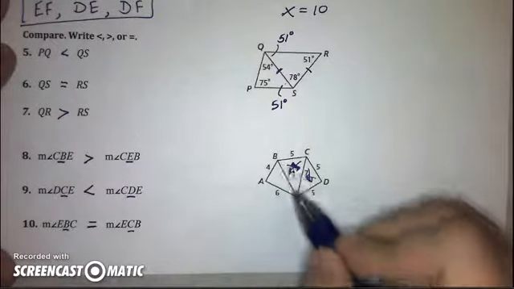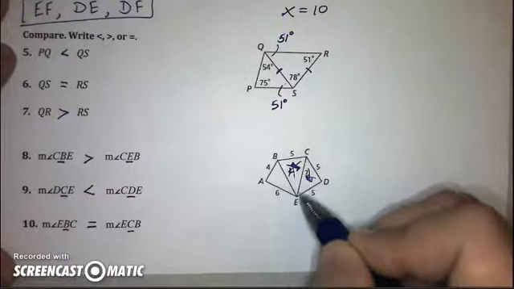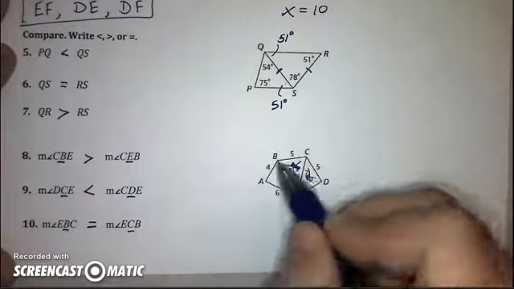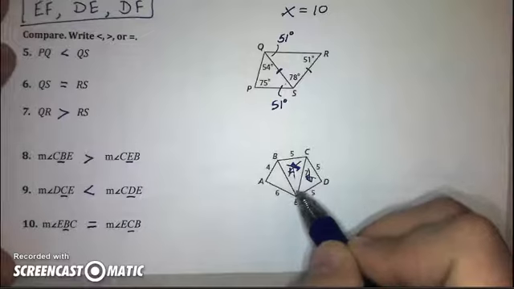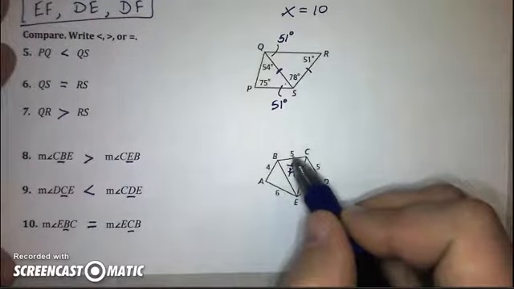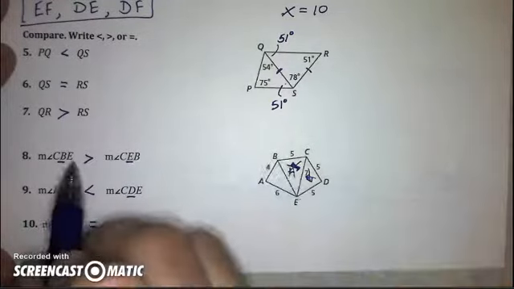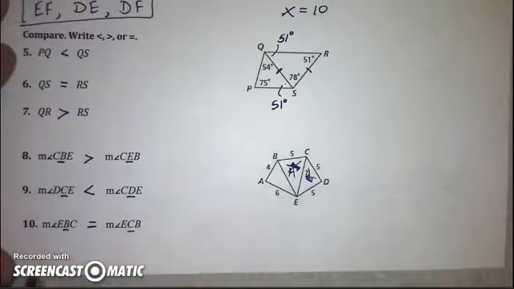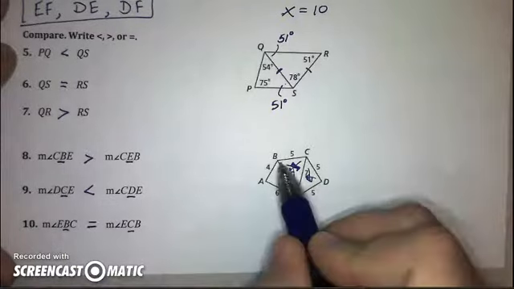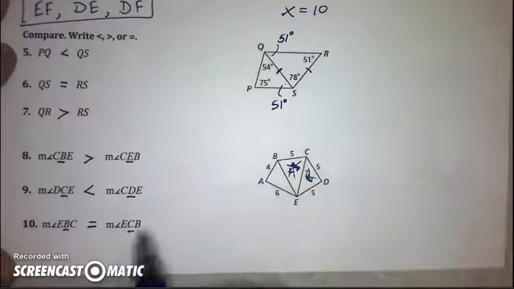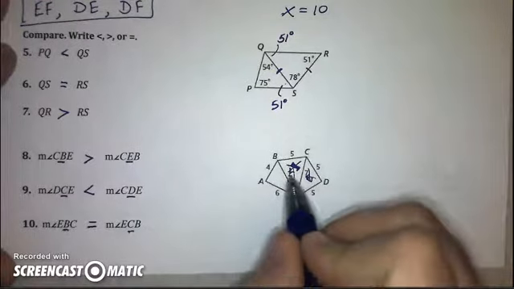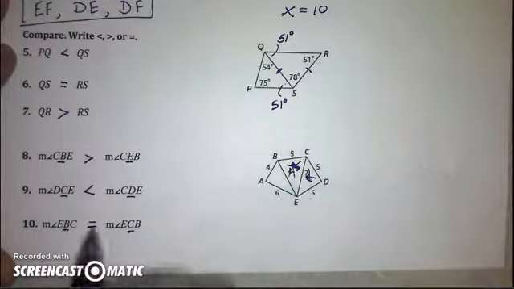Okay, CBE, this angle, is across from a leg measuring 7, and CEB is the vertex angle of the isosceles triangle, so that one's smaller because it's across from a side measuring 5. So CB is greater than CEB. And looking at this triangle, DCE is less than CDE. And then on number 10, angles B and C here are actually equal to each other because they are across from sides measuring 7 each.